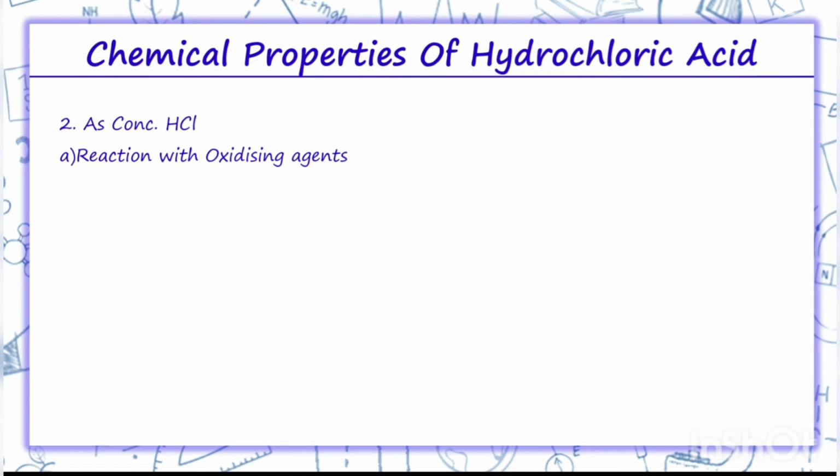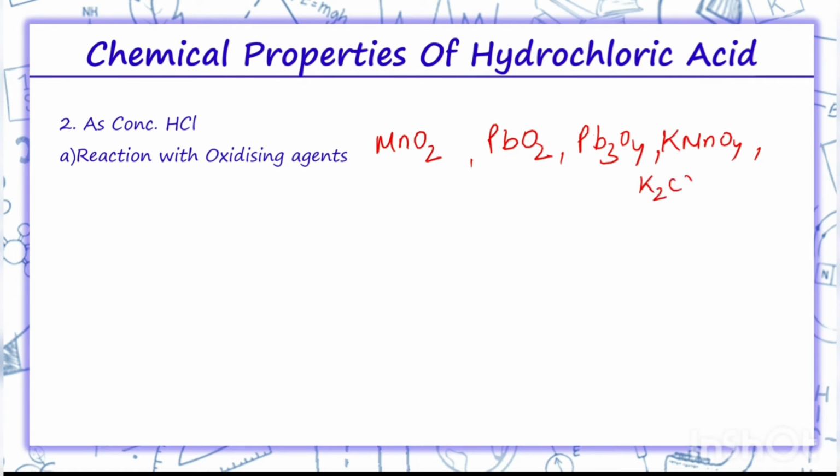Now the chemical properties of hydrochloric acid as concentrated HCl. Powerful oxidizing agents like MnO2, PbO2, red lead, that is tri-lead tetraoxide Pb3O4, potassium permanganate KMnO4, and potassium dichromate K2Cr2O7 are powerful oxidizing agents. They oxidize concentrated HCl and liberate Cl2 gas.